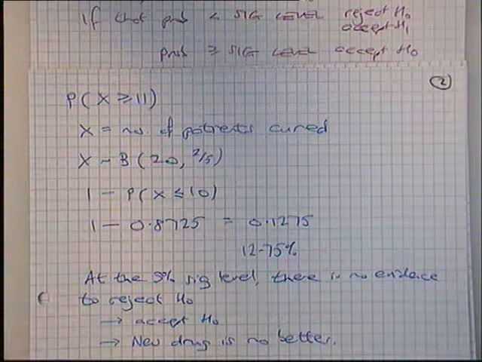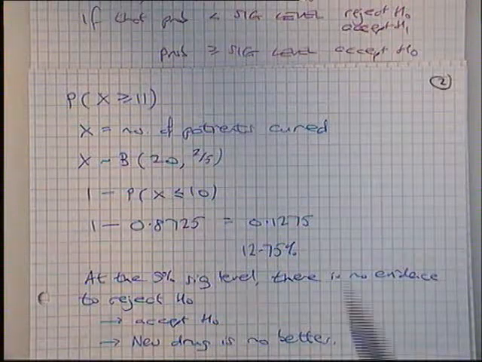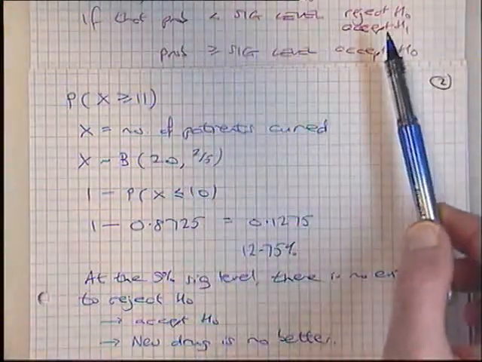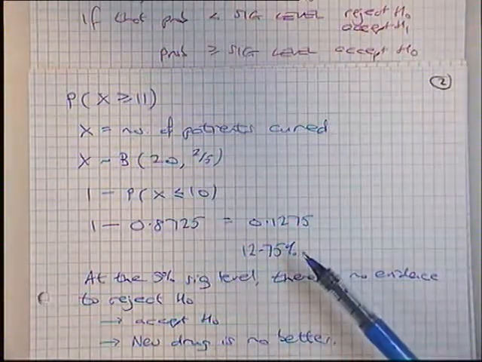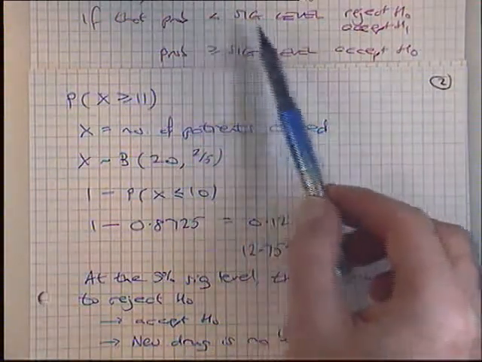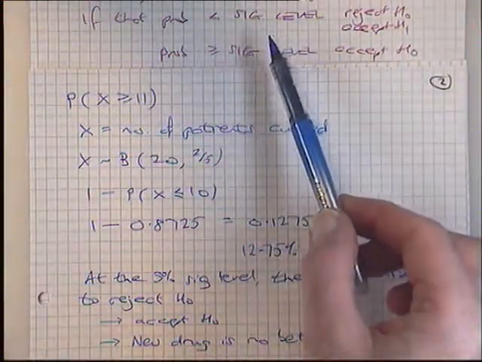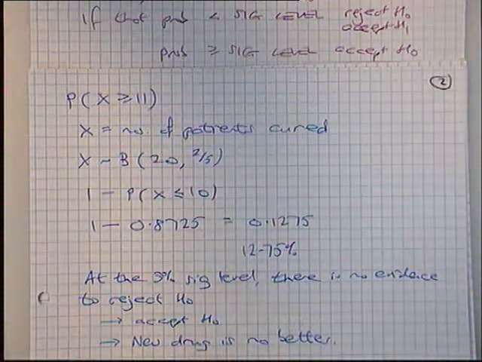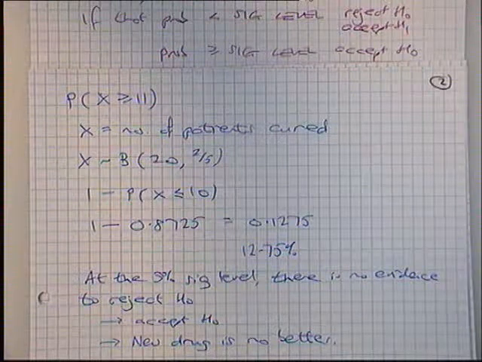Why did we accept H0? We accept H0 because of what we wrote down here. We only accept H1 if this probability here is smaller than the significance level that we are using. Because it's only if that probability here is smaller than that, we say, well, the chances of it happening through the old drug is very, very small.